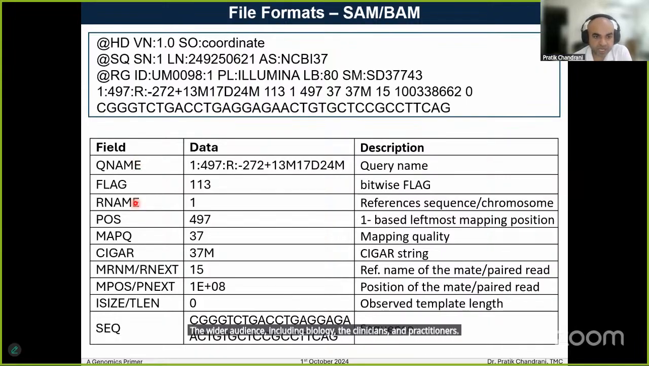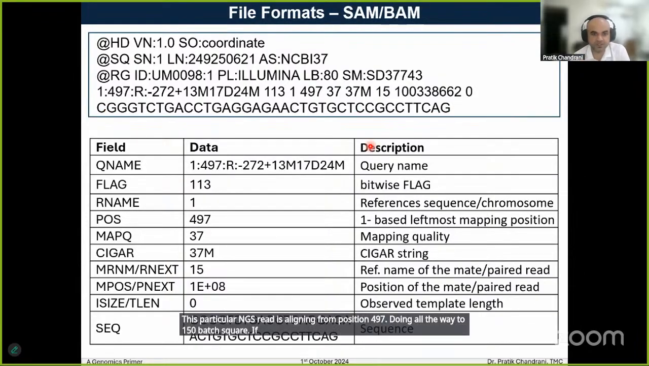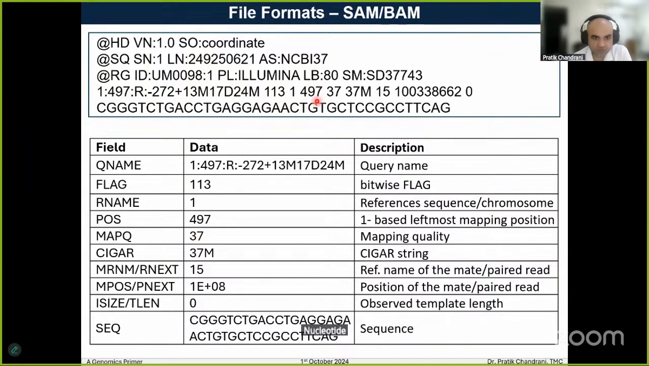So in this SAM/BAM file, what we get to see is the chromosome position where it is aligned. So on chromosome 1, this particular NGS read is aligning from position 497 going all the way to 150 base pair, if it is 150 in total length. In this particular case, this is 37 nucleotides only. So this is a shorter fragment.